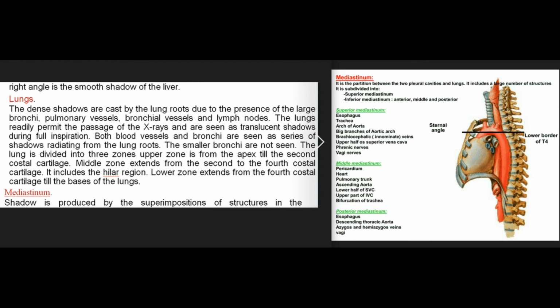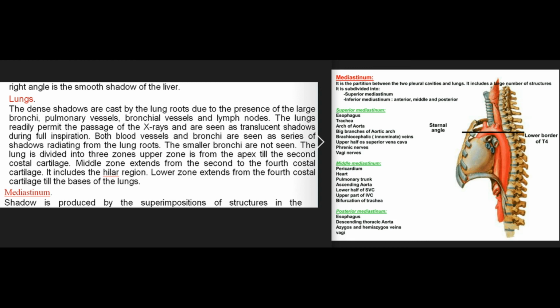Lungs. The dense shadows are cast by the lung roots due to the presence of the large bronchi, pulmonary vessels, bronchial vessels and lymph nodes. The lungs readily permit the passage of the X-rays and are seen as translucent shadows during full inspiration. Both blood vessels and bronchi are seen as series of shadows radiating from the lung roots. The smaller bronchi are not seen. The lung is divided into three zones. Upper zone is from the apex till the second costal cartilage. Middle zone extends from the second to the fourth costal cartilage. It includes the hilar region. Lower zone extends from the fourth costal cartilage till the bases of the lungs.